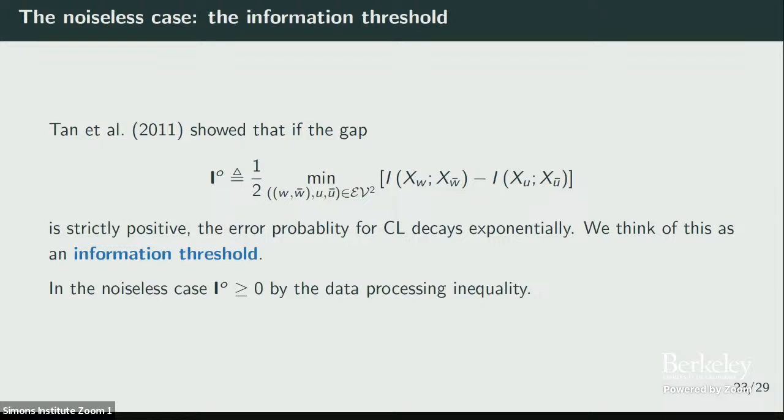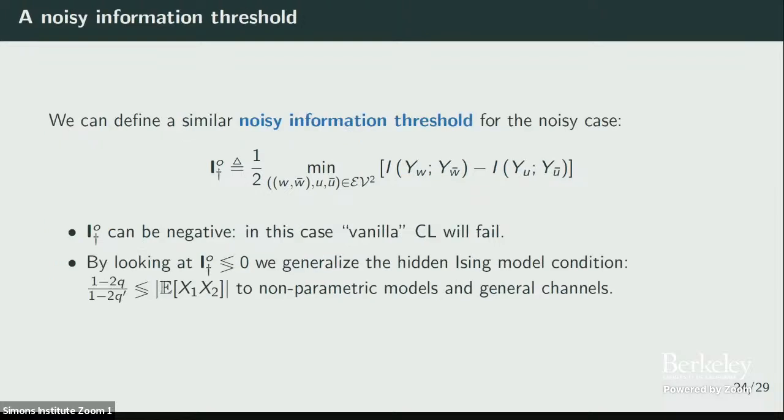Whereas in the noisy case, it's not necessarily the case. If we just replace x's with y's, we can define an information threshold here. But this can be negative, and in the case where it is negative, you can show that Chow-Liu will fail. Whether it's positive or negative, this condition lets you generalize the Ising model result that I showed before with its correlations to non-parametric models.